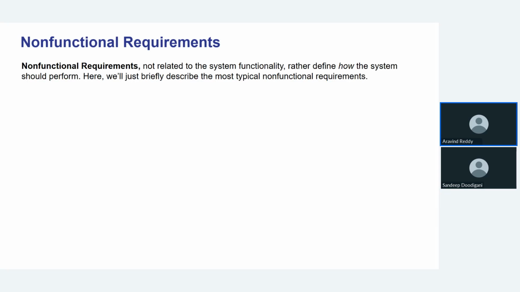So, okay, we understood what a functional requirement is. The functional requirement is what we generally use for specifications, for required objectives. Coming to the non-functional requirements, a non-functional requirement is not related to system functionality, but rather defines how the system is going to perform.